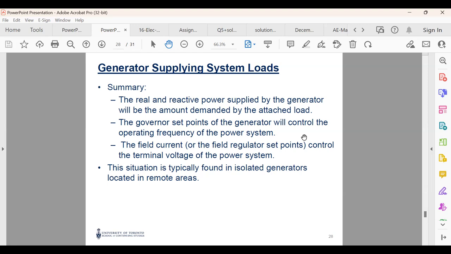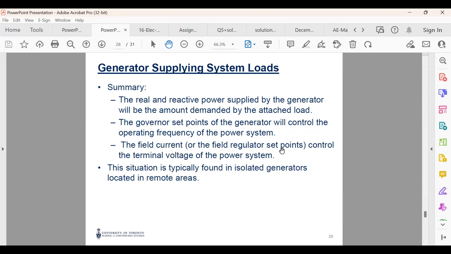This one is just a summary of what we did regarding parallel load supplying. The active or real and reactive power supplied by the generators depends on the loads. You connect the load, then it's going to supply. Governor is to control the frequency. Make sure that you have good frequency, especially if the system is isolated. By isolated, I mean it's in remote areas. You only have very few generators connected to small loads or very few loads.